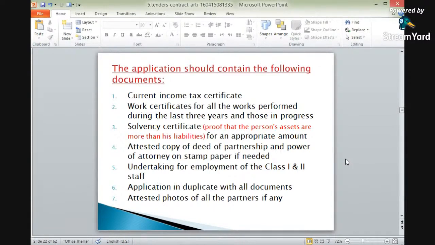Applications in duplicate with all documents will be attached. Attested photos of all the partners, if any, are to be attached.